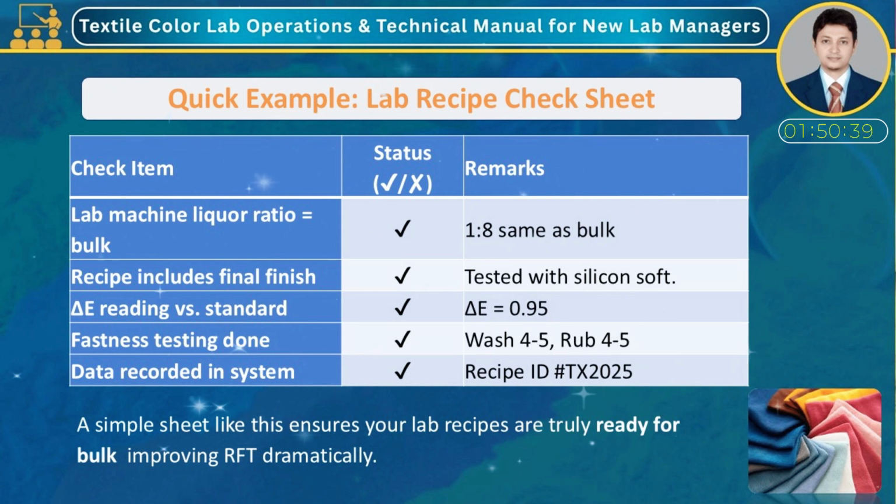Quick example, lab recipe check sheet. This simple lab recipe check sheet shows how RFT can be controlled before bulk production. By confirming liquor ratio, finish effect, delta values, fastness results, and data recording, the lab ensures the recipe is truly production ready. Such checklists significantly reduce shade failures and improve bulk success rates.